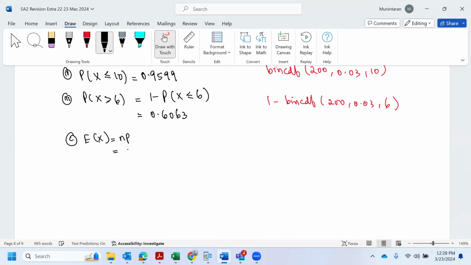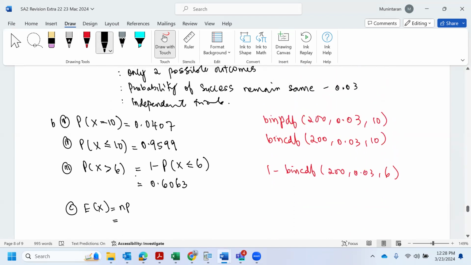Sir, for number three, isn't it 0.393 and 394? I know, 1 minus, is it? I think so, sir. Okay, probably, yeah. 0.3937. Okay. Right, yeah, probably I did not subtract from 1.